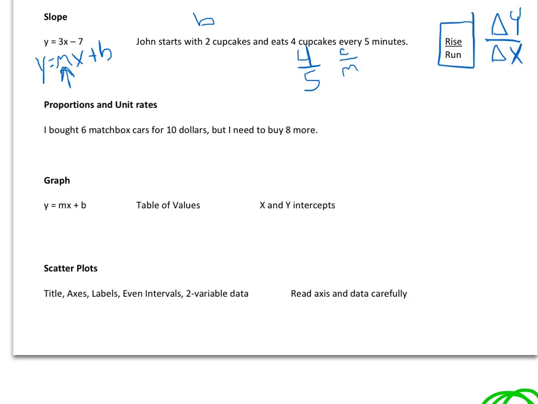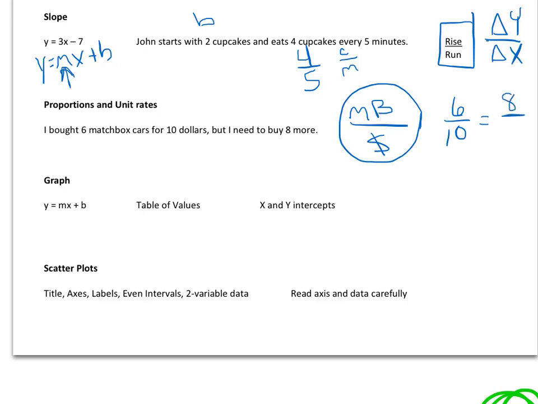With regard to proportions and unit rates, for that, you're going to set up proportions. I bought 6 Matchbox cars for $10. So I'm going to say Matchbox cars over dollars. Or you could flip it and make it the other way. But what you need to do is write yourself one of these over on the side to help keep you straight. So if I have 6 Matchbox cars for $10, that equates to 8 more Matchbox cars for how many?